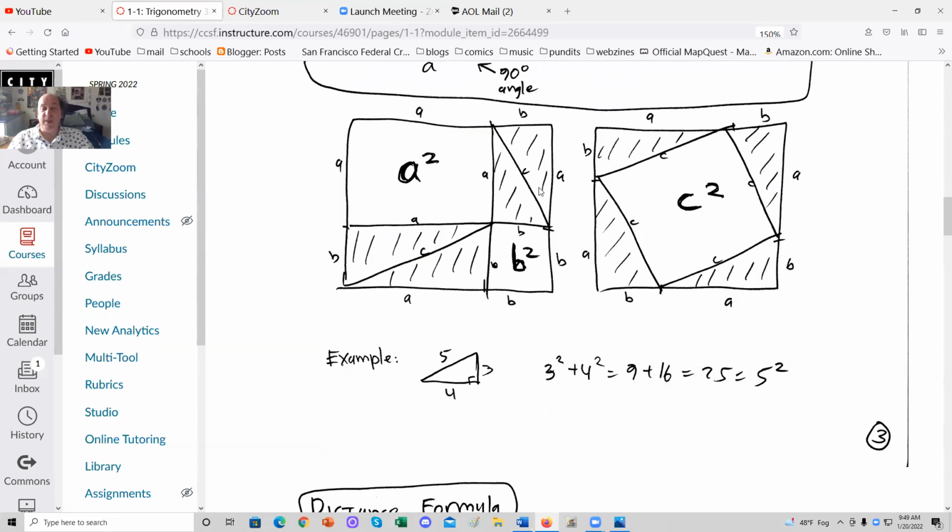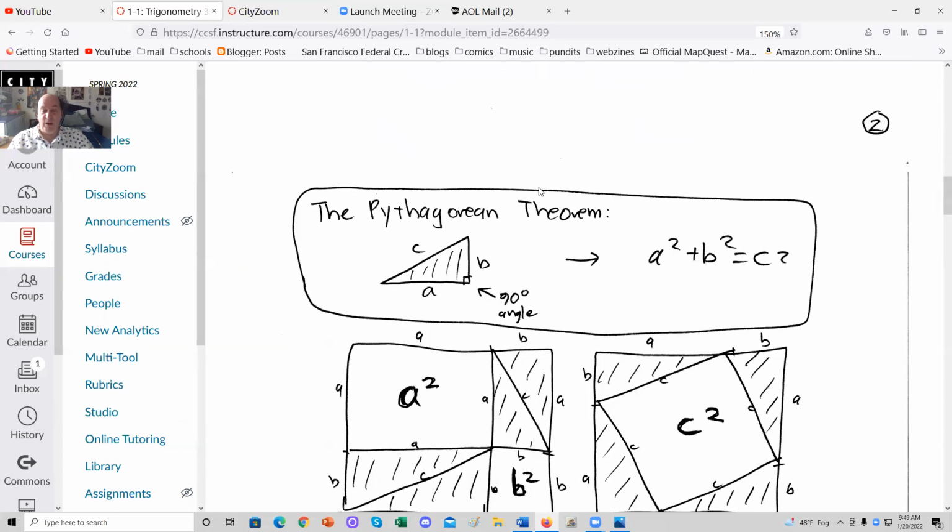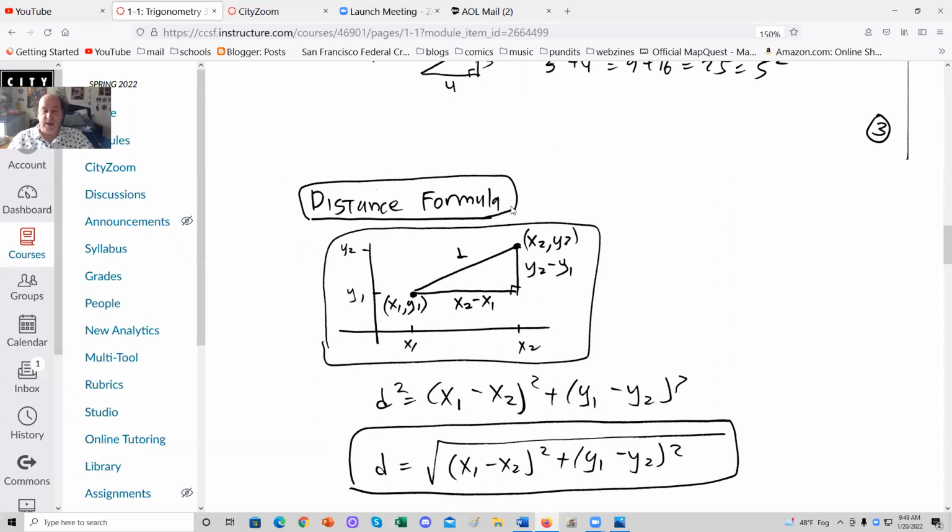Now, from the Pythagorean formula, we'll derive something called the distance formula, namely, given point x1 by y1 and point x2 by y2, and d is the distance between them, then the formula is something like this.